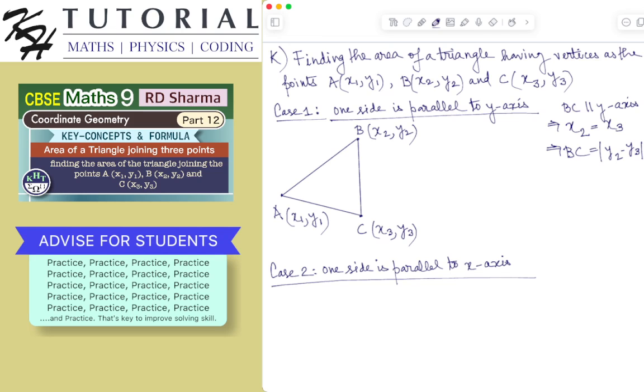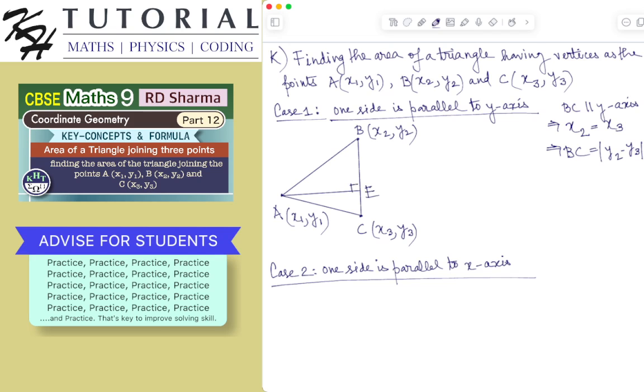Now to find the area of the triangle, I will apply the formula half into base into height, where I will consider the side BC as the base, which is parallel to the y-axis. So I have to draw a perpendicular from the opposite vertex A on BC. Let's say AE is perpendicular to the side BC, then what will be the length of AE?